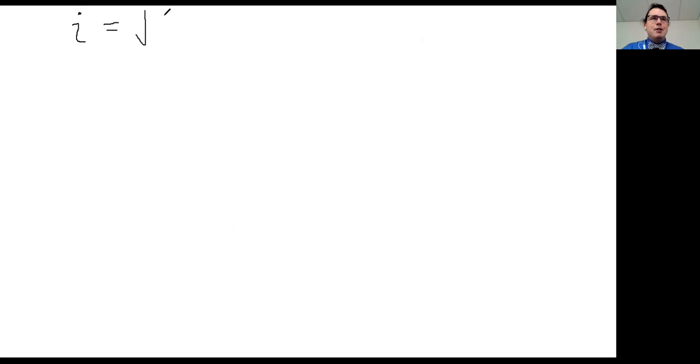i is the number square root of -1. And it has the property, of course, that i squared is -1. i to the power 3 is then going to be, well, my mouse disappeared. Here we are. i to the power 3 will then be -i. i to the power 4 will then be +1, since it's the square of i squared.